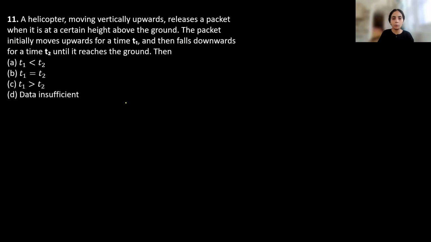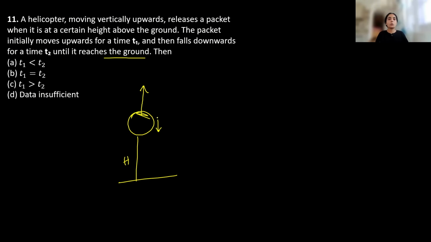हेलीकॉप्टर मूविंग वर्टिकली अपवर्ड. हमारे पास एक हेलीकॉप्टर है विच इज मूविंग वर्टिकली अपवर्ड. थोड़ा स्ट्रेंज सिचुएशन है ना, क्योंकि हेलीकॉप्टर को हम ऐसे फ्लाई करते हुए देखते हैं एंड दिस इज मूविंग वर्टिकली अपवर्ड. बट जैसा दिया है वैसा ही करना है. एंड इट रिलीजेज ए पैकेट व्हेन इट इज एट अ सर्टेन हाइट अबव द ग्राउंड. एंड सपोज कर लो ये h हाइट पर है एंड देन इट इज रिलीजिंग पैकेट्स, फूड पैकेट्स, व्हाटएवर इट इज. The packet initially moves upward for a time t1 and then falls downward for time t2 until it reaches the ground. So let me unpack for you why first this packet will go upward.